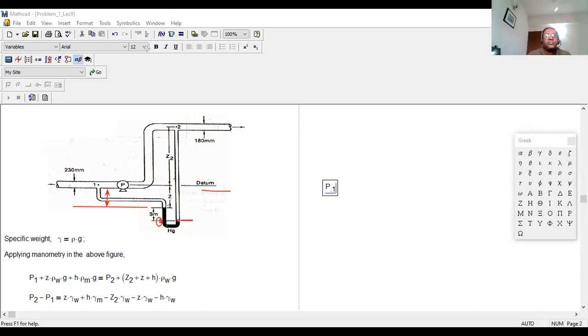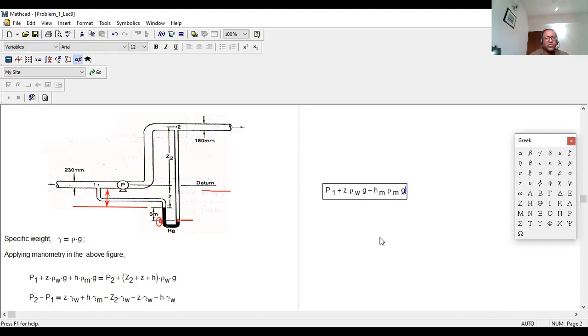So plus, the bottom height is Z, so Z times rho. What is my rho over here? Water, into g. So you are coming right over here. Now you need to come from here to here. That means the manometric height, right? So if I say that one is H, later on you put the H, or I can say HM. HM equal to 3 meter, into rho. What rho will be over here? Obviously, this will be the manometric fluid, so I need to put rho M into g. Rho M into g.